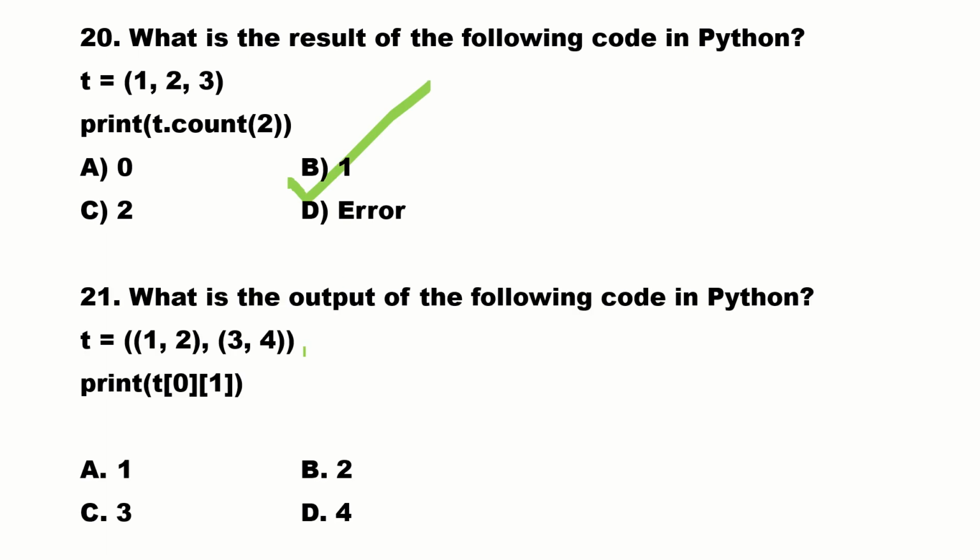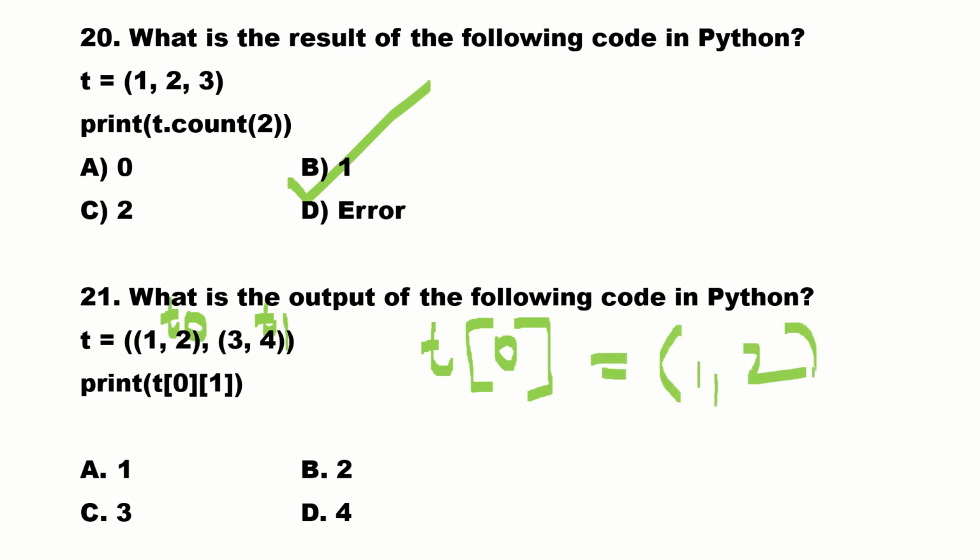Next one, what is the output of the following code? Here you can see nesting. The important thing to understand here is what T[0] is. T[0] acts as the first tuple, and T[1] means the second tuple. How many elements are there in the first tuple? 1 and 2. In the second tuple, T[1], how many elements are there? 3 comma 4. Now it is asking us to print T[0][1], which will be 2.